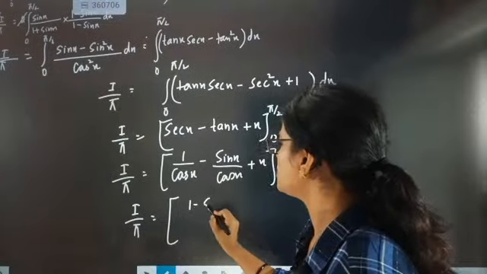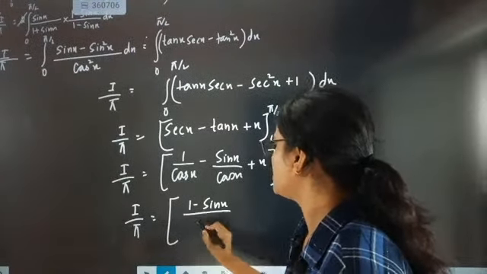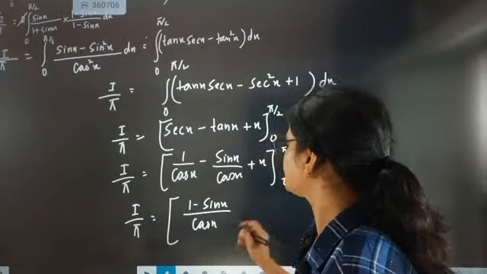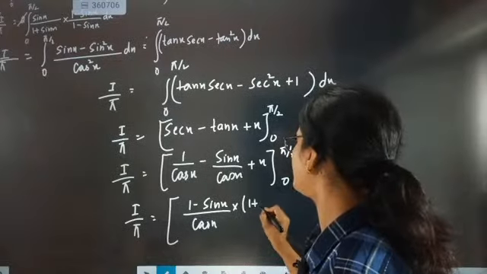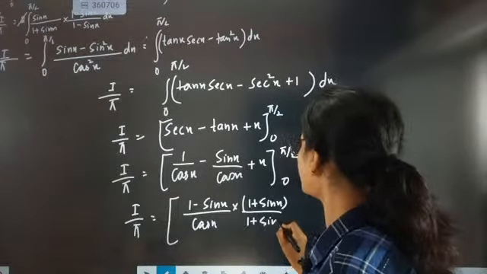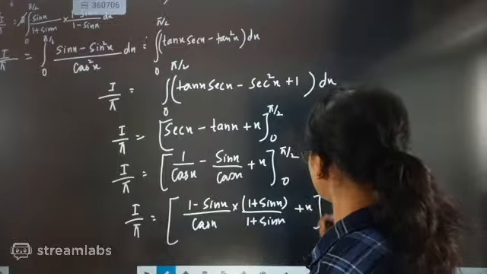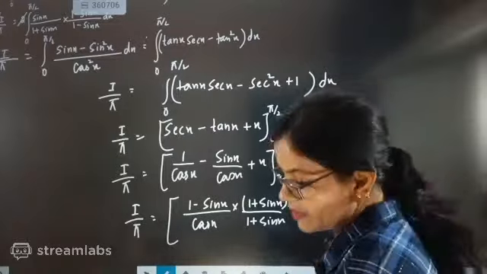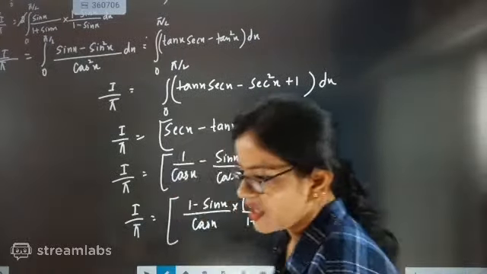So now it is going to come as 1 minus sin x by cos x. Okay, so this time 1 plus sin x by 1 plus sin x, plus x, from pi by 2 to 0.